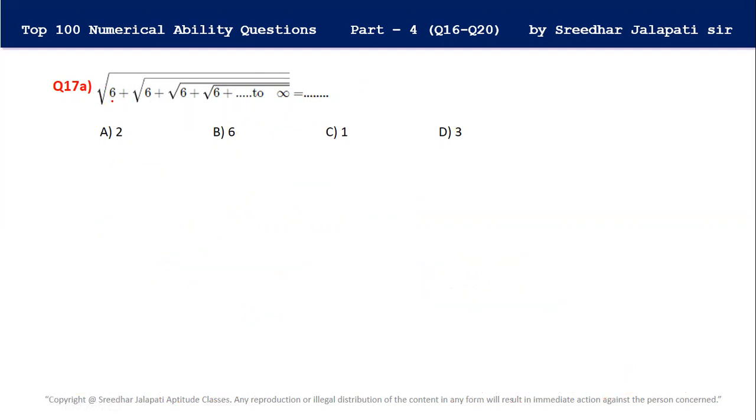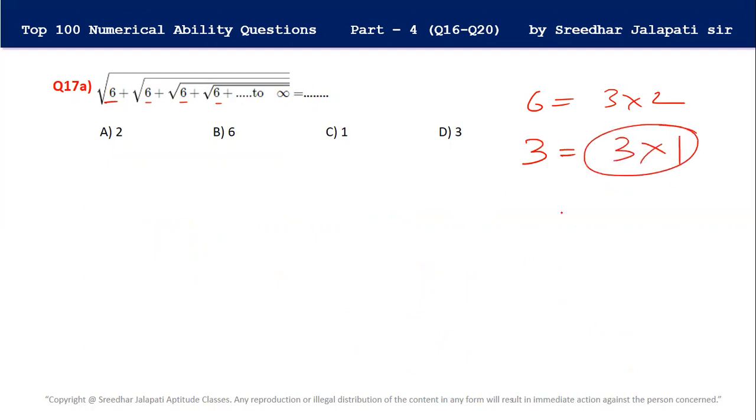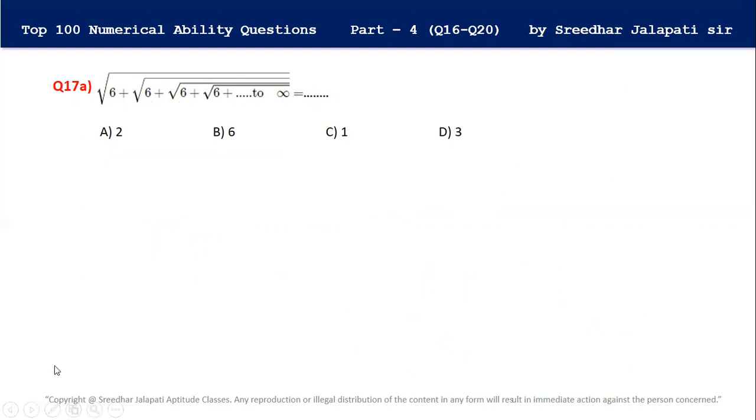But the shortcut works only when the number is the same and when the number can be written as a product of two consecutive numbers. Let's say you have a different number where you cannot write the number as a product of two consecutive numbers, for example 3 can be written only as 3 into 1. These are not two consecutive numbers. So that is a different model which I will be covering in a different video, not in this video.